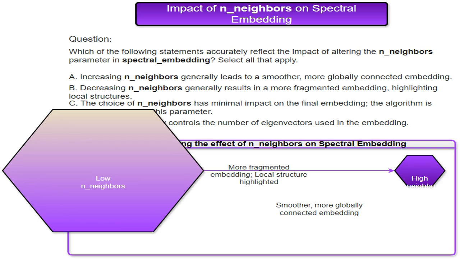When I use a low n_neighbors value, I end up with a fragmented embedding. It is because the graph representing my data will have many separate, weakly connected components. My embedding will reflect these isolated structures. It's like having a bunch of tiny islands instead of a large continent. The focus is on local details rather than the big picture.